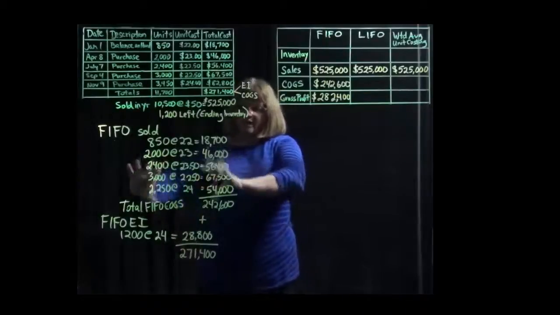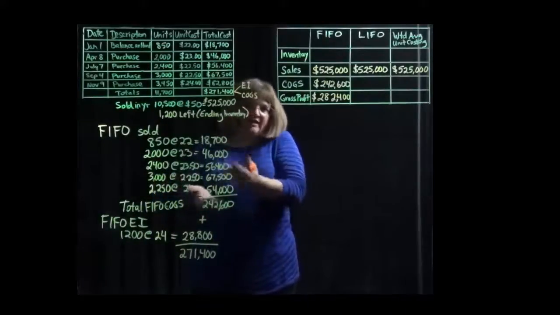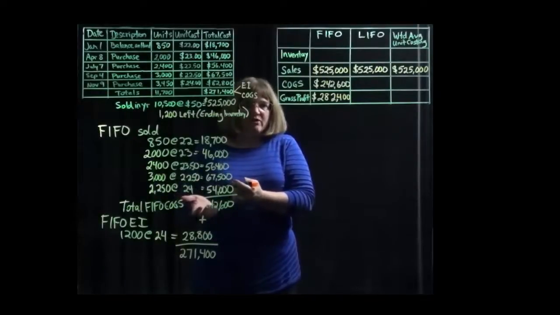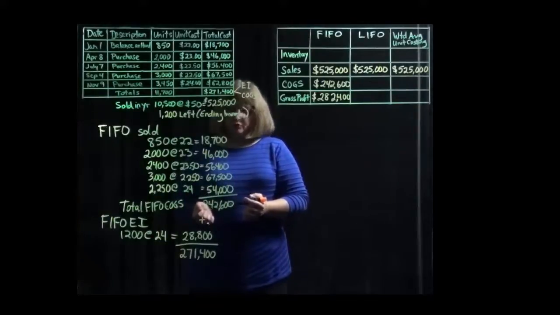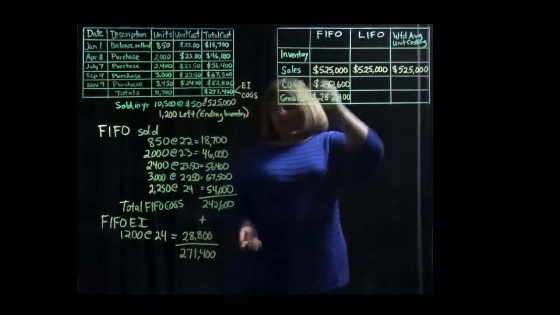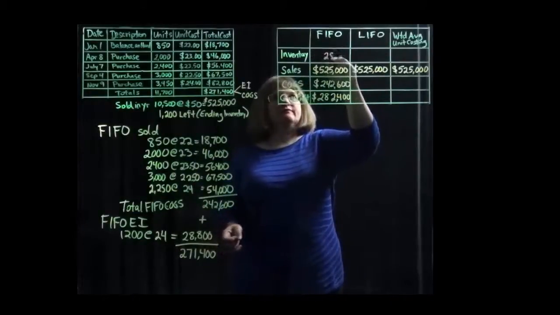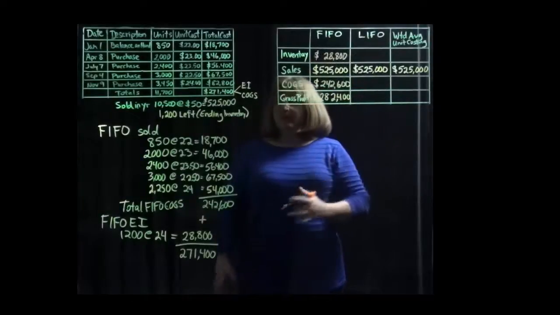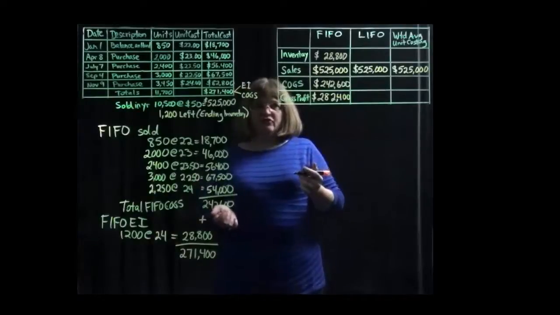By computing each of these separately, rather than just taking the total goods available and subtracting the first one we calculate, we can catch errors that we might make along the way. So I recommend that you use that approach. Okay, so we would write the ending inventory in here of $28,800. And then we basically repeat this process, but somewhat backwards, for the last in, first out.